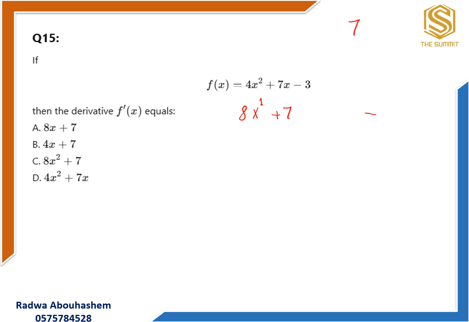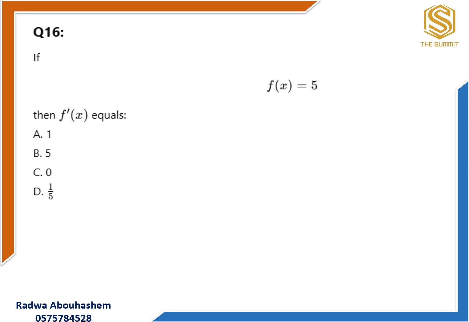Why? Because x is power 1. So if I drop the power, it would be 7. And 1 minus 1 give me 0. So x power 0 equal 1. So 7 times 1 equal 7. So that's why the derivative of a number multiplied by x is just the number, and the derivative of the x is just 1. And of course, the derivative of any constant would be 0, so I just neglect it. So my answer would be 8x plus 7.